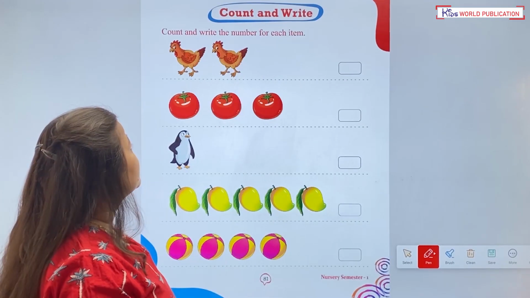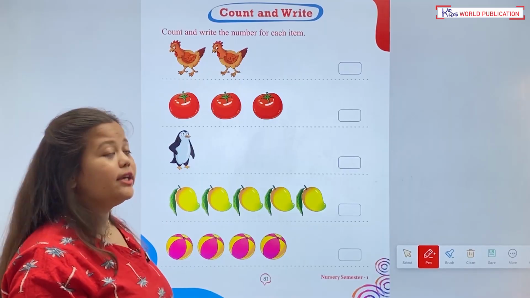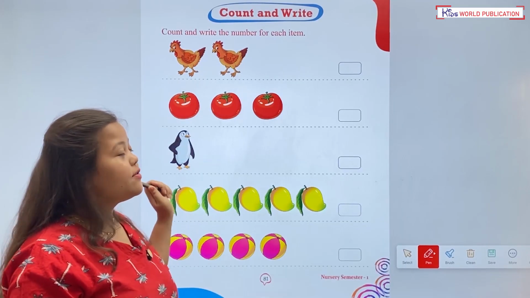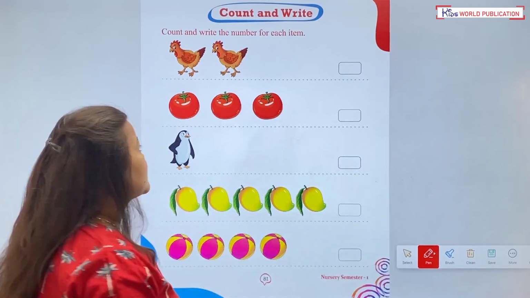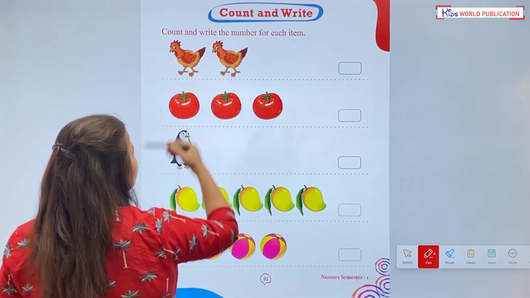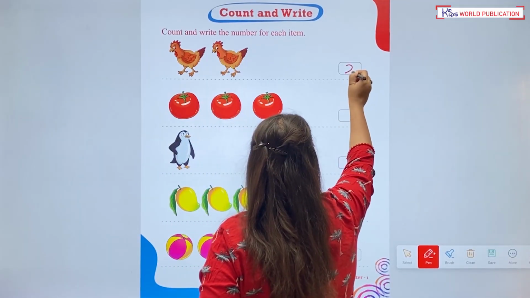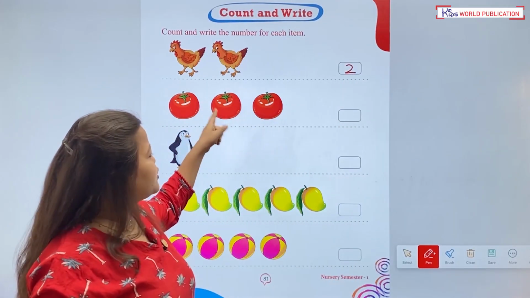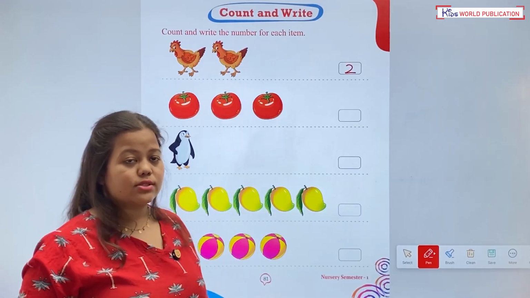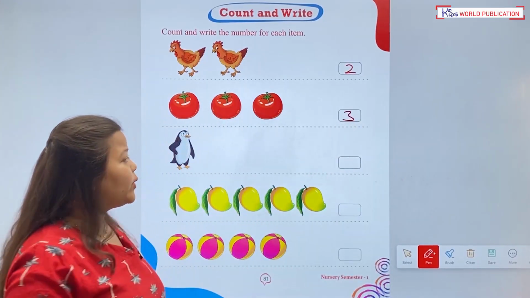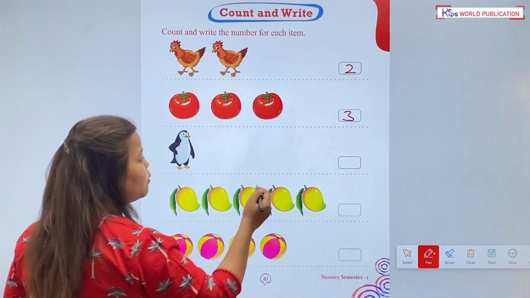Count and write. Count and write the number for each item. So we will count the given items and then write their number in the given box. 1, 2. 2 heads. So we will write number 2. 1, 2, 3. 3 tomatoes. We will write number 3. 1 penguin. We will write number 1.